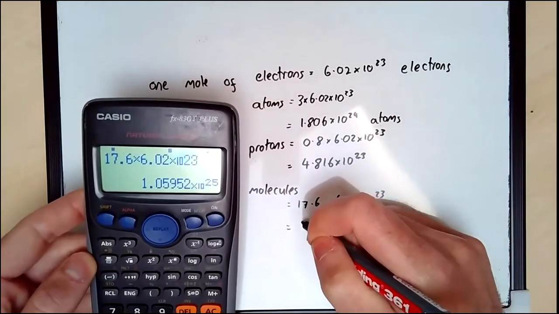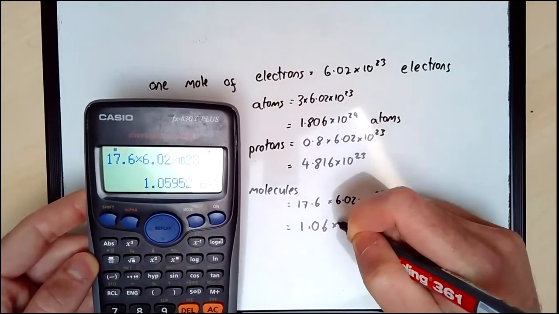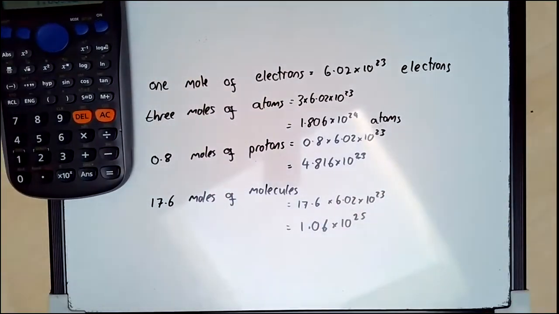And that gives me 1.0, and I'll round that, 6 times 10 to 25. If you got that correct, well done. If you didn't, I hope the working has made that a bit more clear to you. All you do is you just take the number, times by the moles, times the mole number, this one, and then you're done. Okay, I think I've got some questions for you to try now.